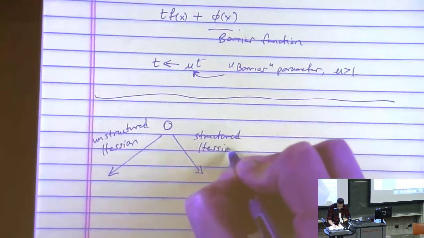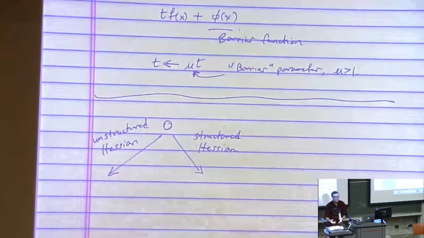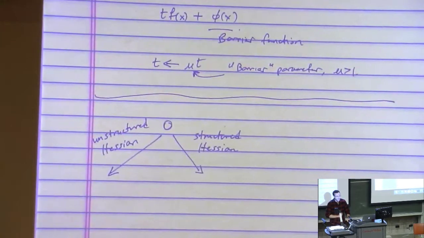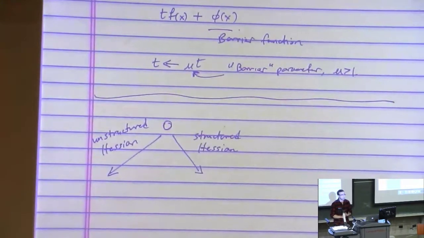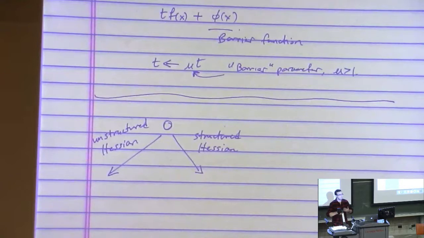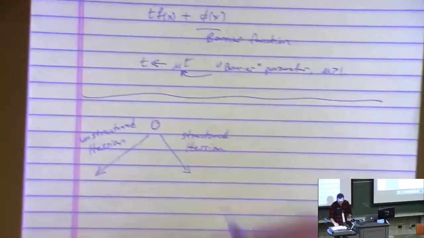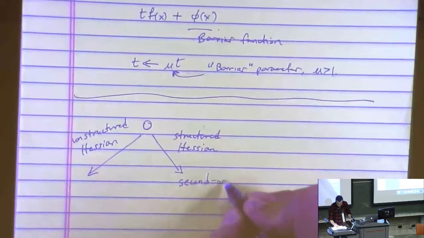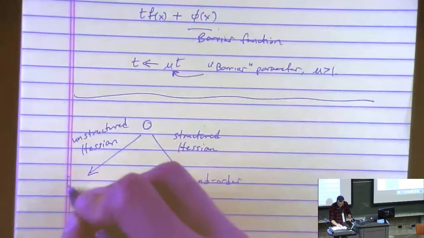By structured, I mean, if I write down the Hessian mathematically, could I think about solving a linear system in that Hessian faster than I could for a dense system? So if the Hessian has some specific structure, like if it's banded, or sparse, or circulant, or one of many other things that I know there are fast linear system solvers for, then I would think about a second order method. Otherwise, I'd think about a first order method.